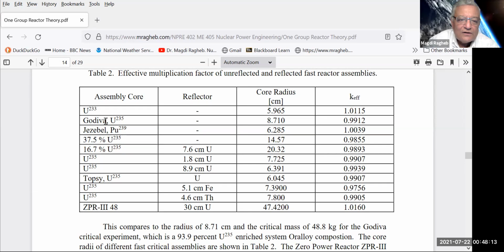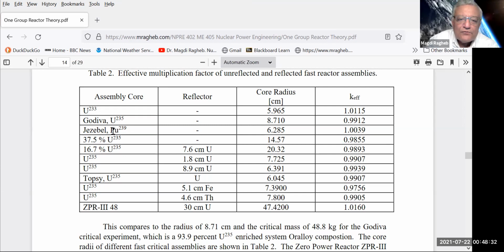Why was it called Godiva? Because it doesn't have a reflector. If you add a reflector around that uranium-235, we can reduce the critical mass by having neutrons reflect back from the reflector to the center.